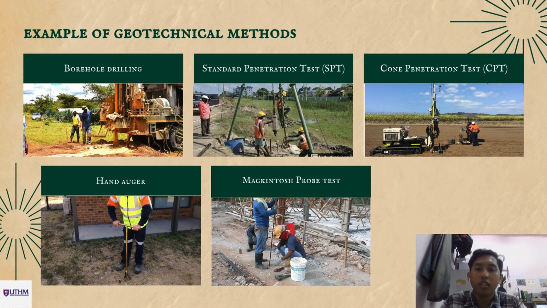The fourth one is the hand auger. A hand auger is a versatile tool used to carry out a range of shallow digging necessary for obtaining a soil sample. And the last one is the Mackintosh probe test. The Mackintosh probe test is used to assess soil strength and consistency, particularly in soft shallow soil.